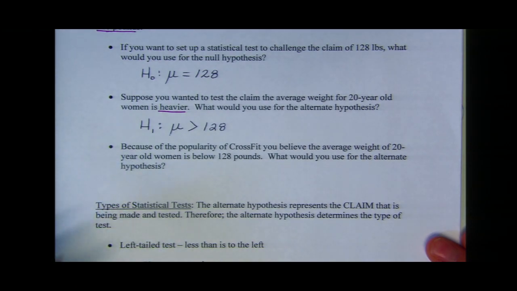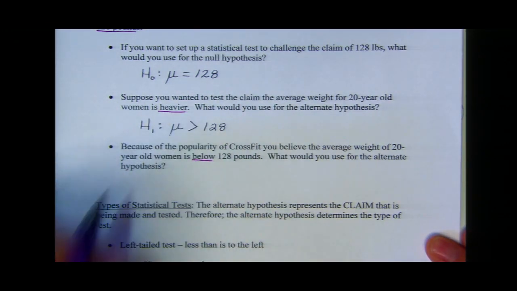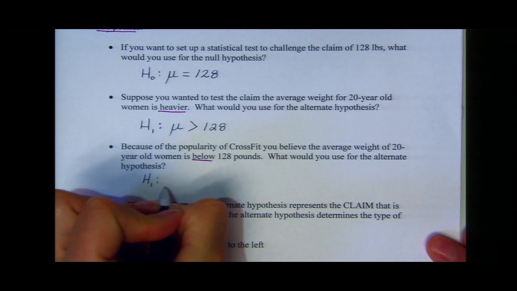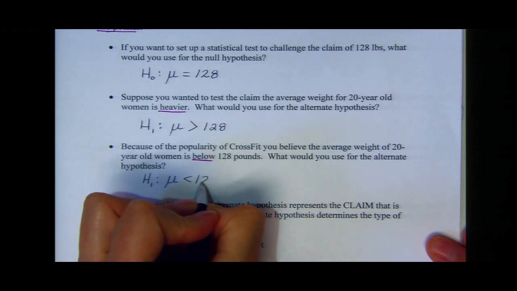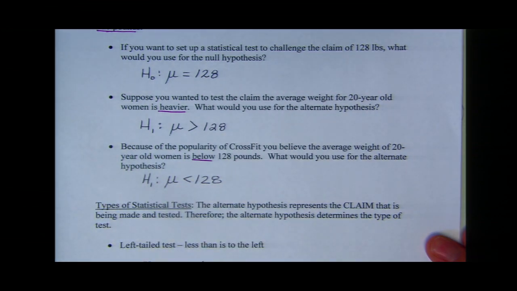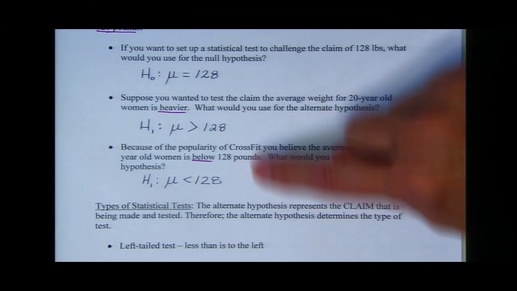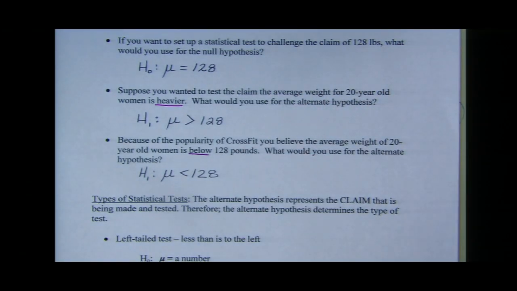Because of the popularity of CrossFit, you believe the average weight of 20-year-old women is below 128 pounds. What would you use for the alternate hypothesis? Well, if this is the claim I was testing, then I would say mu is below, would be less than 128 pounds. So here would be my null, and depending upon which you thought it had changed to, you would use greater than or less than. These are just some examples.